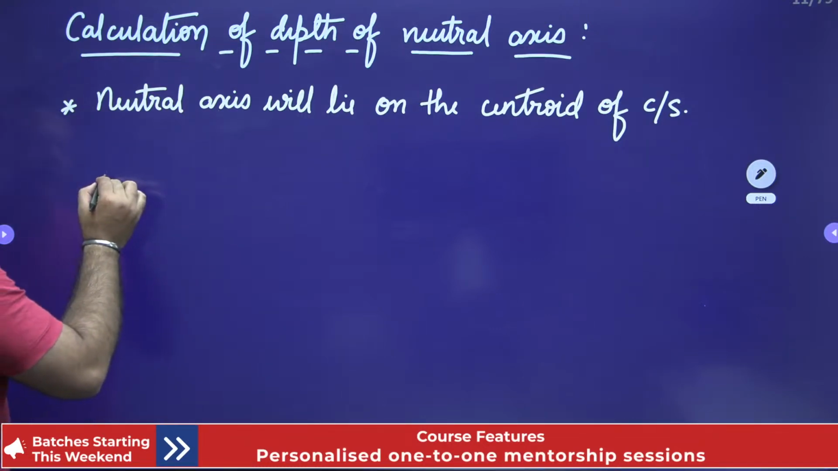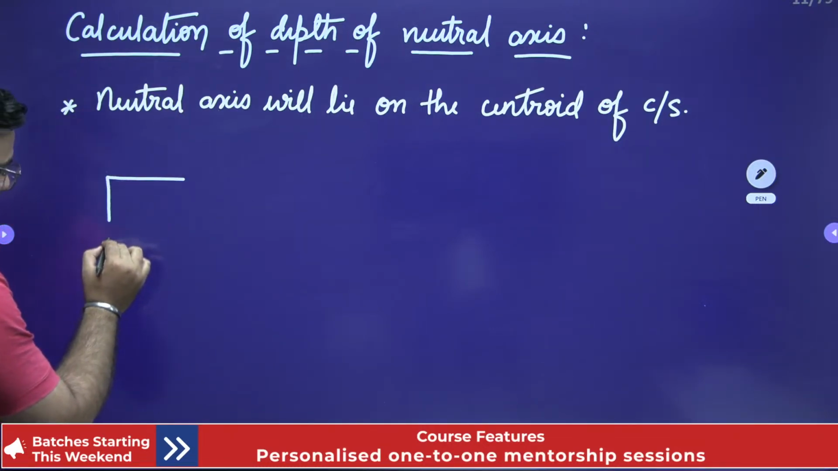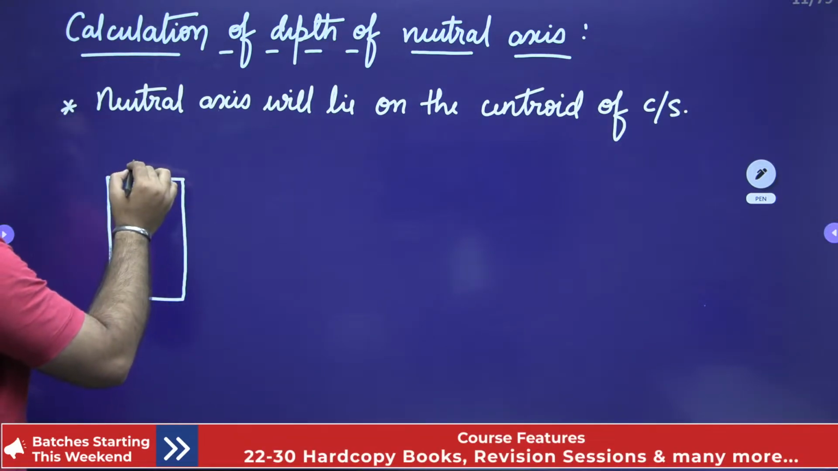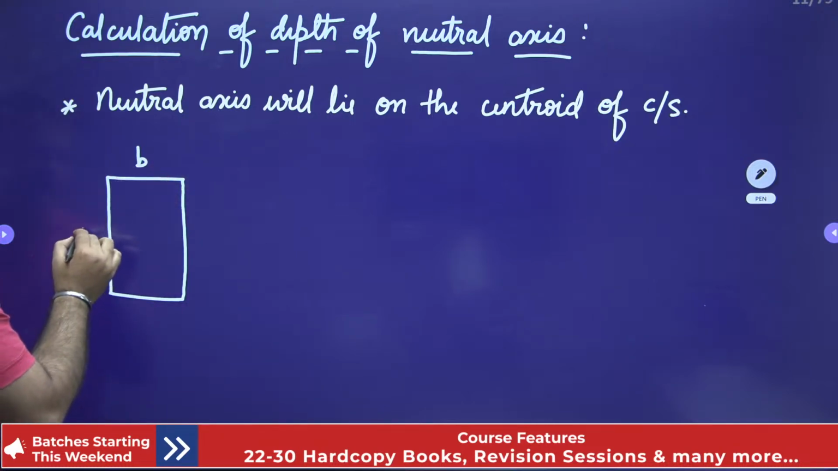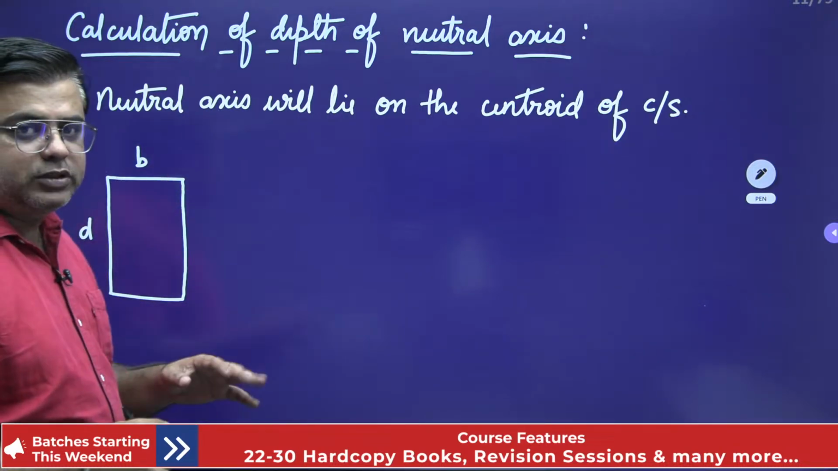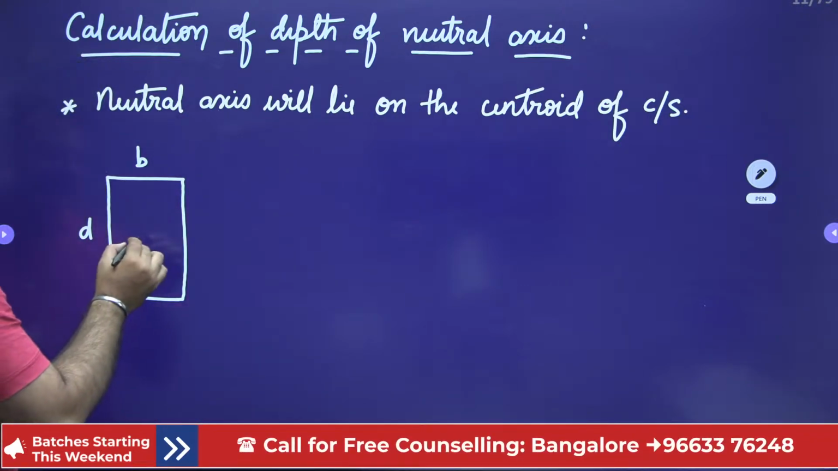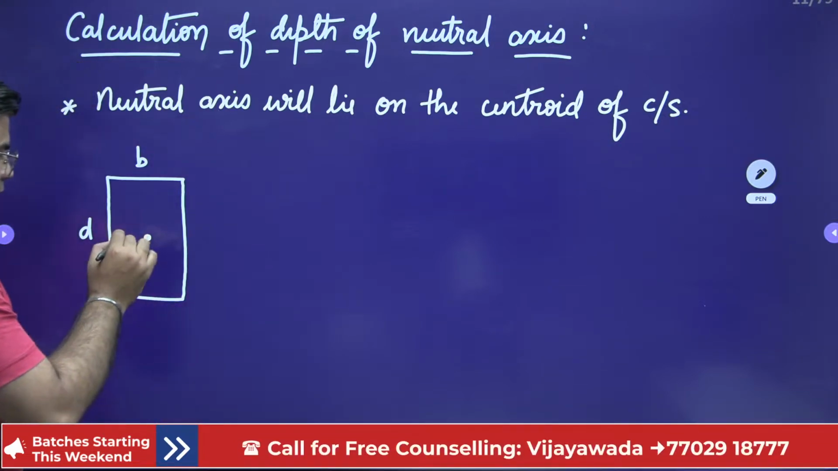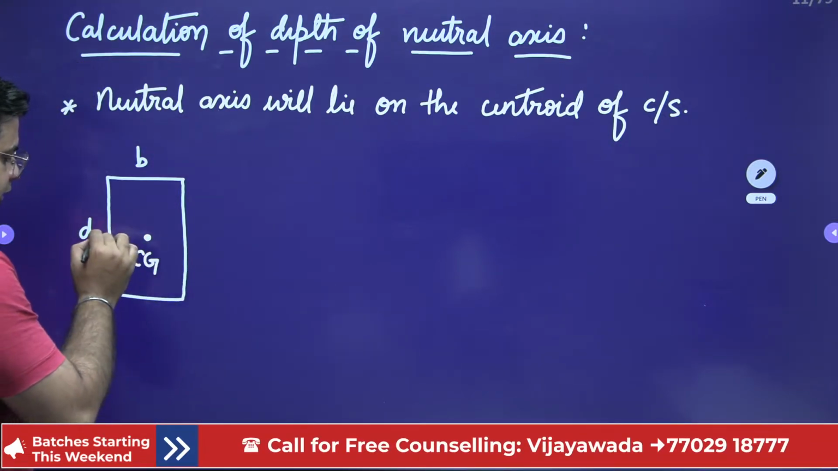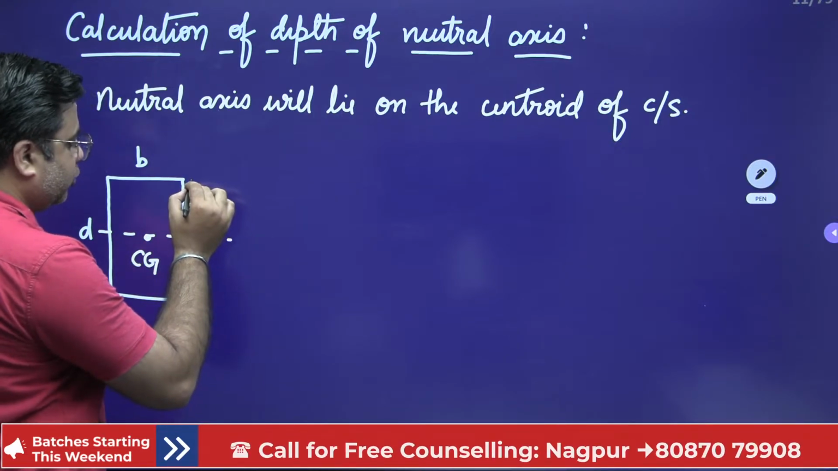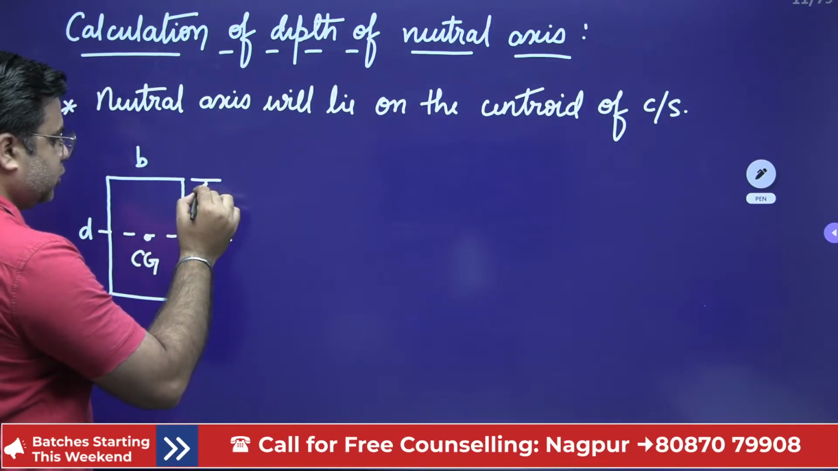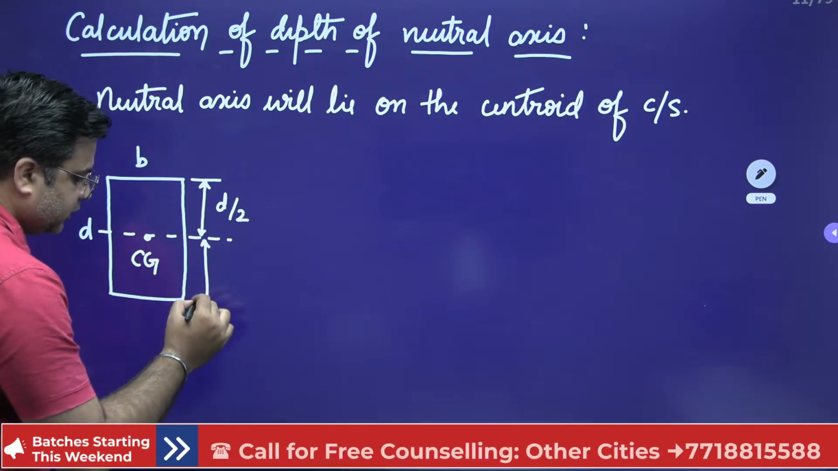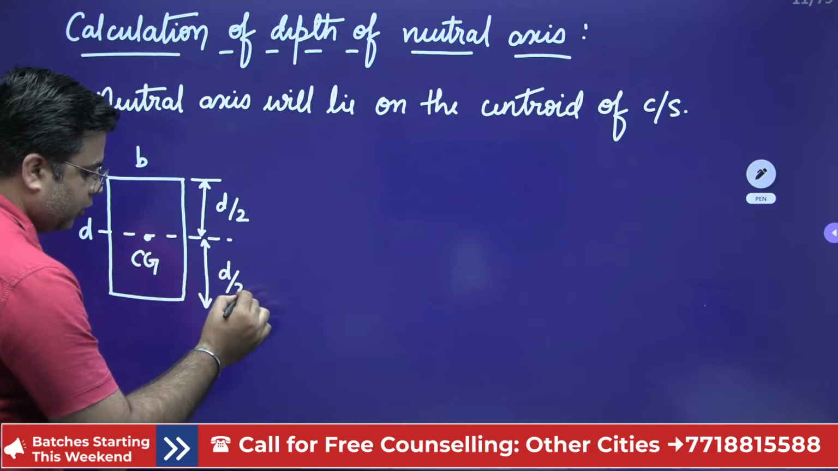So if this is my cross section, and it is rectangular like this, with width B and depth D, and I need to locate the position of the neutral axis. Neutral axis will lie at the centroid of the cross section, and we know that the centroid for a rectangular section will be at a depth of D by 2 from either of the fibers. So either at the bottom fiber or at the top fiber, the position of the CG will remain the same. This is D by 2, right?